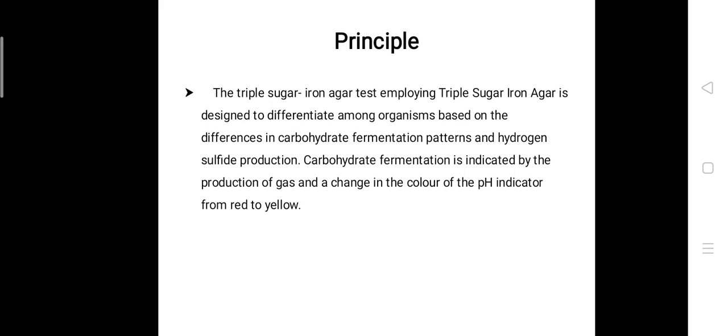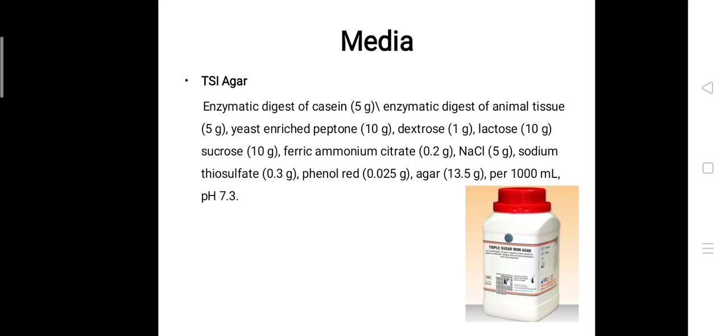Now coming to the media, here we are going to use the TSI agar. TSI agar is a mixture of different components. Here I have given the constituents of the TSI agar.